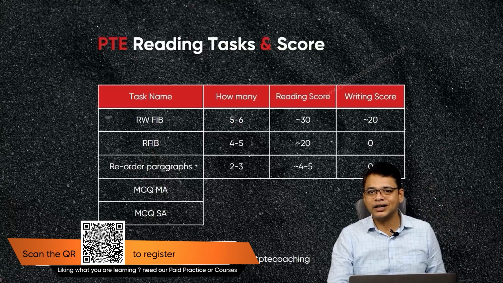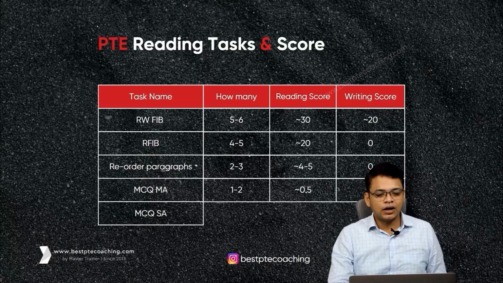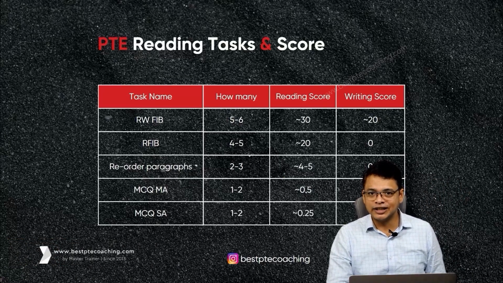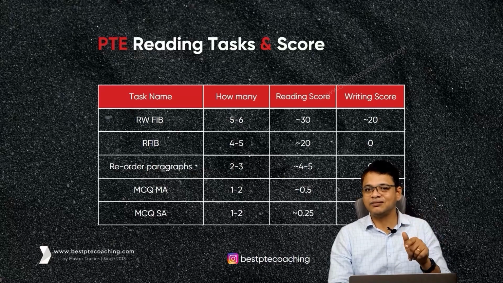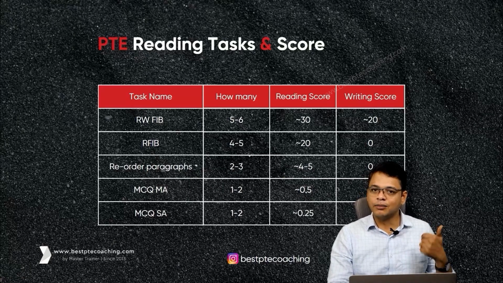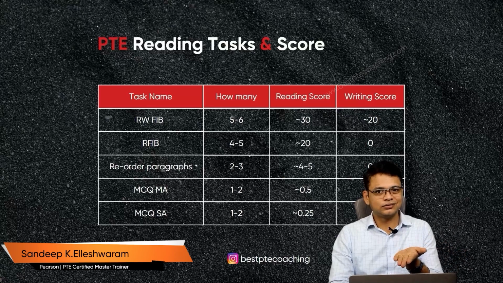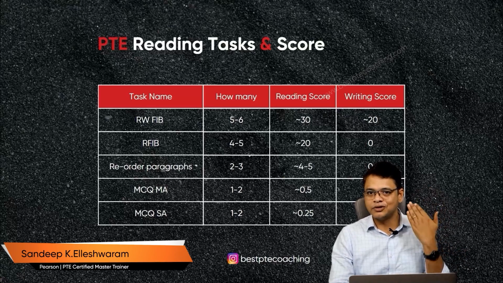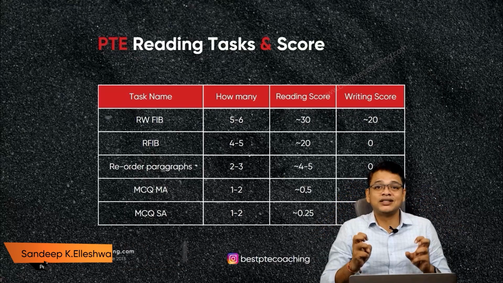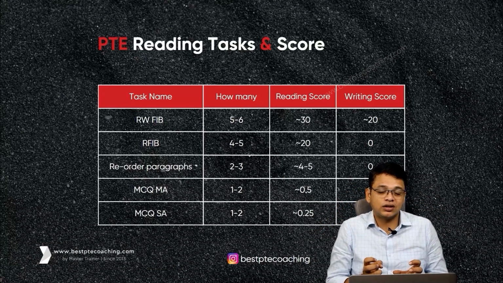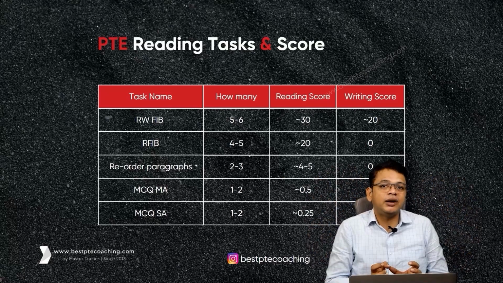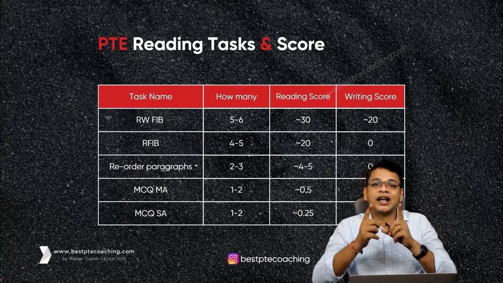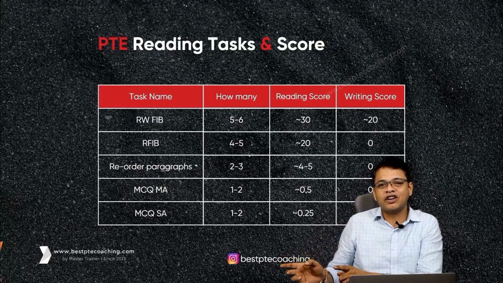And there are 2 unimportant tasks in the reading module. One is multiple choice, multiple answers, unimportant. You get 1 or 2 questions in the test. The score, you can see, is very, very abysmal. And then multiple choice, single answer. The score is very much negligible. So these 2 are absolutely not important tasks in the reading module. So as a sensible, responsible, smart student, since you have common time in the reading module, you try to allocate more time to reading and writing fill in the blanks, reading fill in the blanks, and to some extent reorder paragraphs.